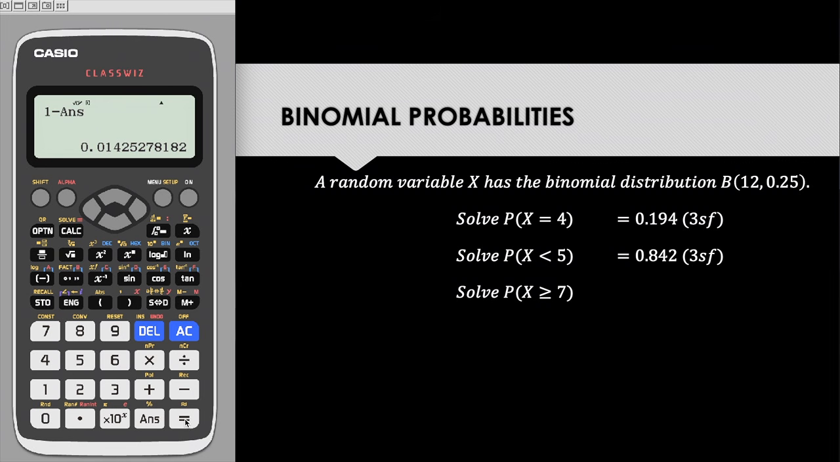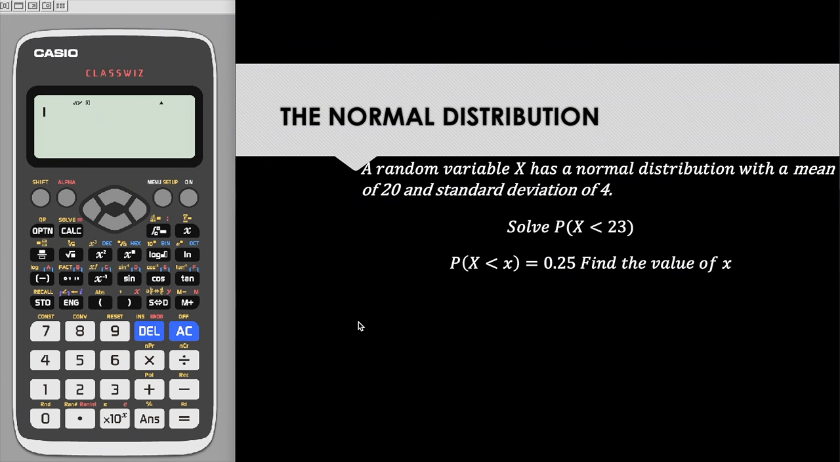And I get an answer of 0.0143 to 3 significant figures. And that is what I got when I calculated it by hand. So we're now going to look at the normal distribution.